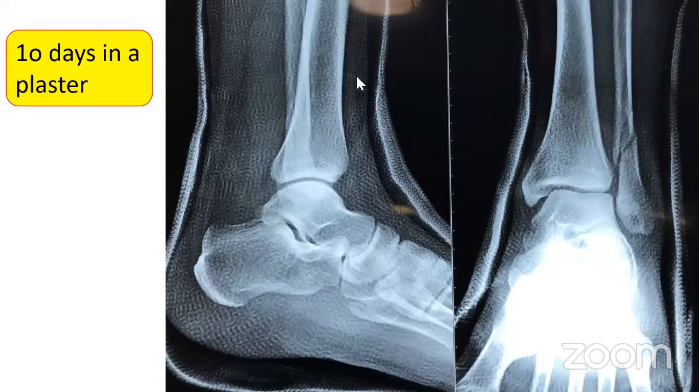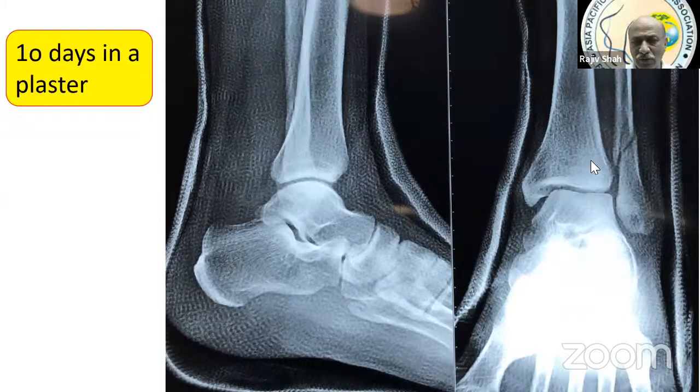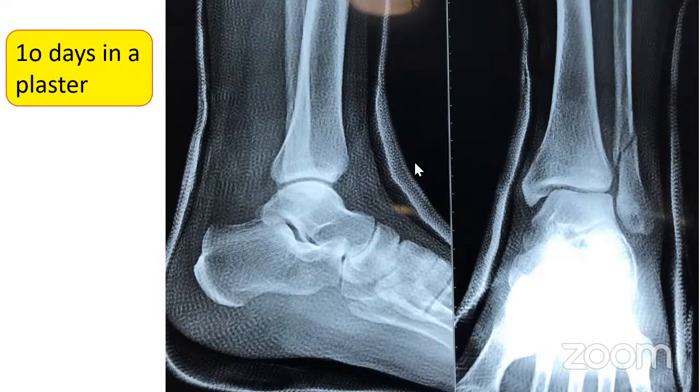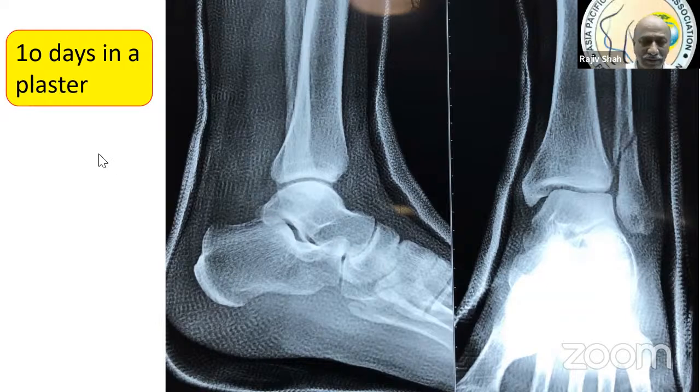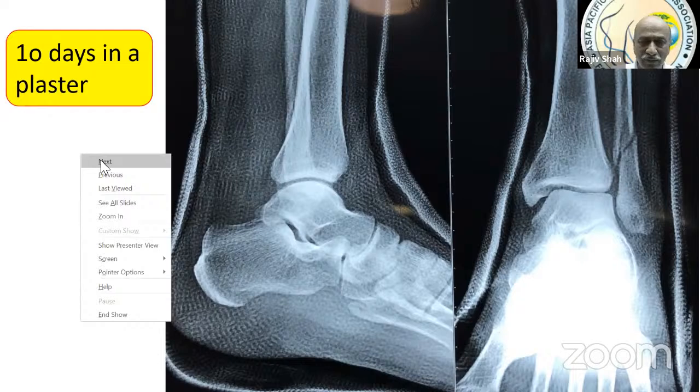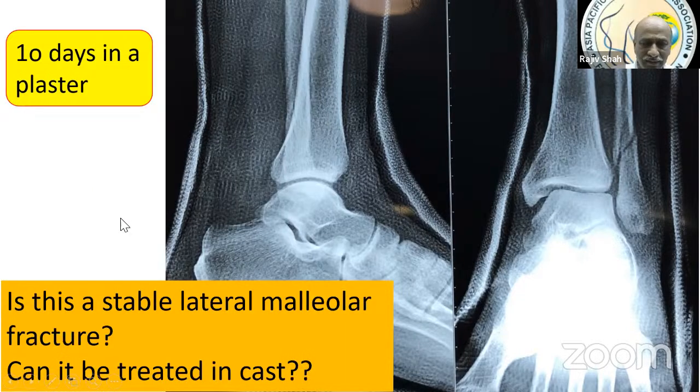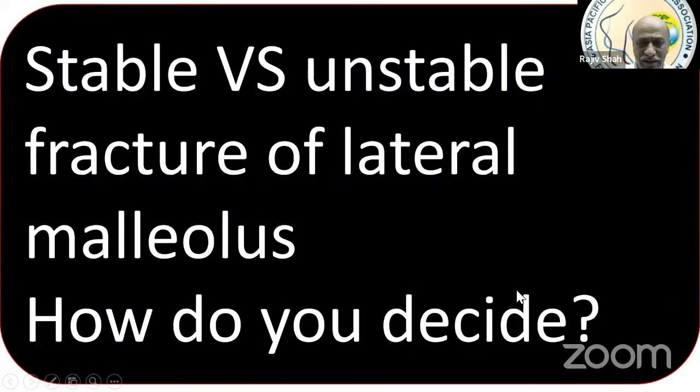We will take a stress X-ray. Okay. So you feel this is stable or unstable? Unstable, sir. Syndesmosis is already open. So would you be just going for stress X-ray or straight away going for fixation? Perfect. So this is how he comes, and then the question is, can this be treated in the cast? And as you all said, this cannot be treated in the cast.